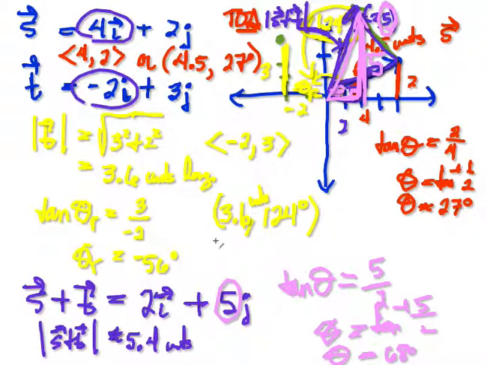So the sum of the two vectors, the rectangular coordinate, is going to be 2, 5. And the polar coordinates are going to be the length, the magnitude of the vector, and the degree, the bearing off the positive x-axis.